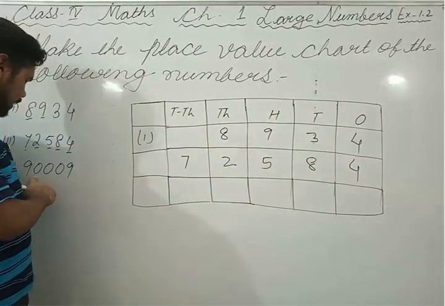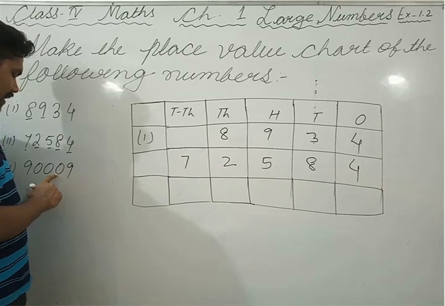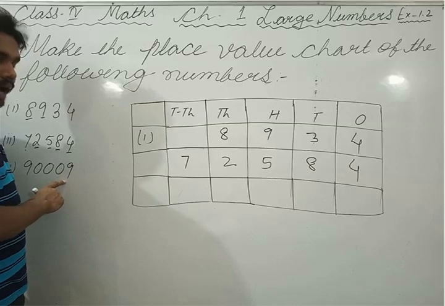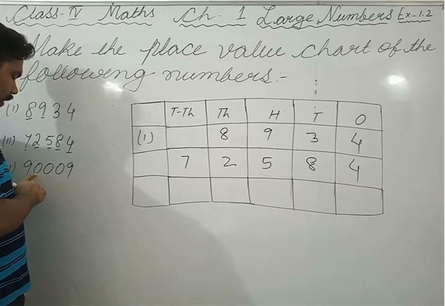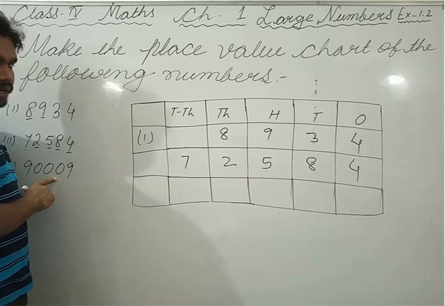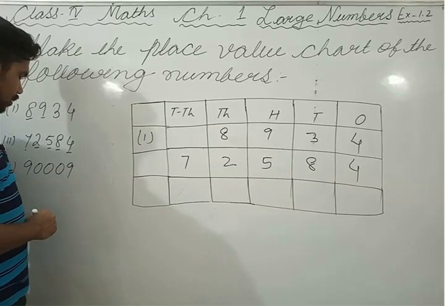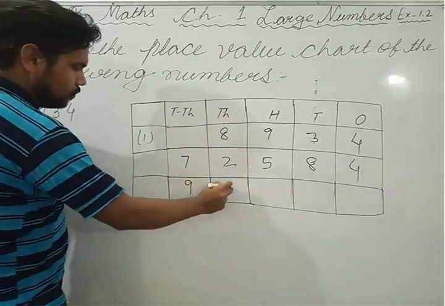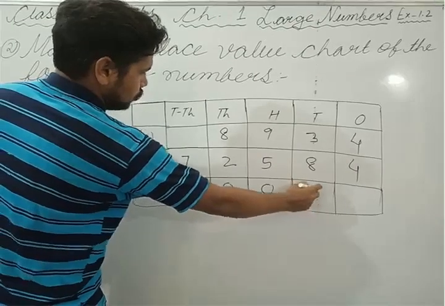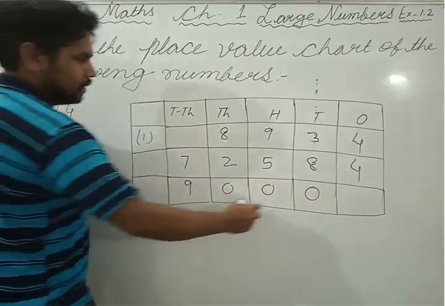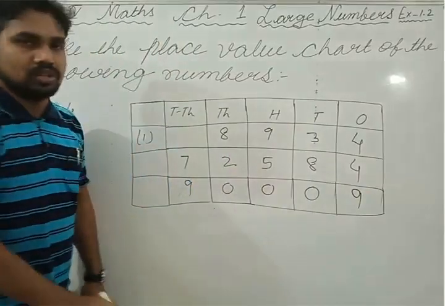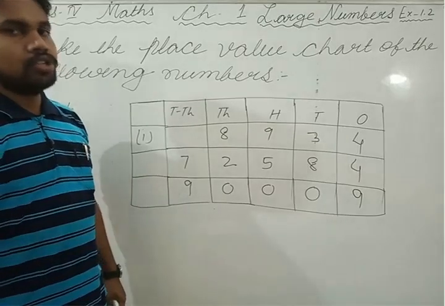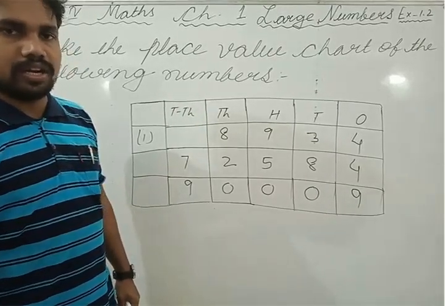The next number we have is 90009. That means ones, tens, hundreds, thousands, 10,000s. So 9 10,000s means 90,000 and 9 ones. There is no number in the thousands, hundreds or tens place. So we have 9 in the 10,000s place, and then 0 in the thousands place, 0 in the hundreds place, and 0 in the tens place. And then you have 9 in the ones place. So this is how you can prepare the place value chart of a particular number. Do the rest of the numbers by yourself.